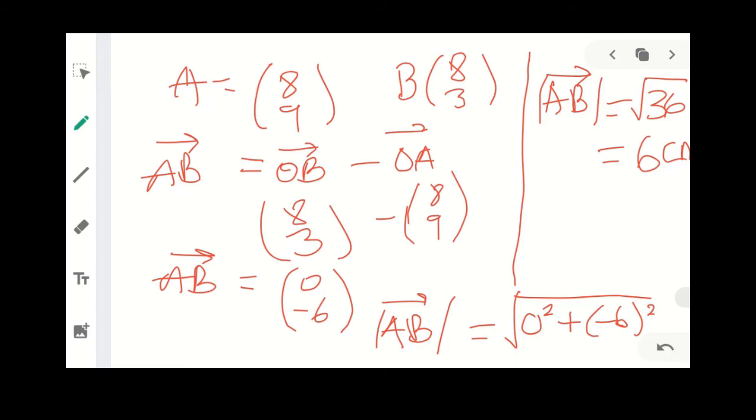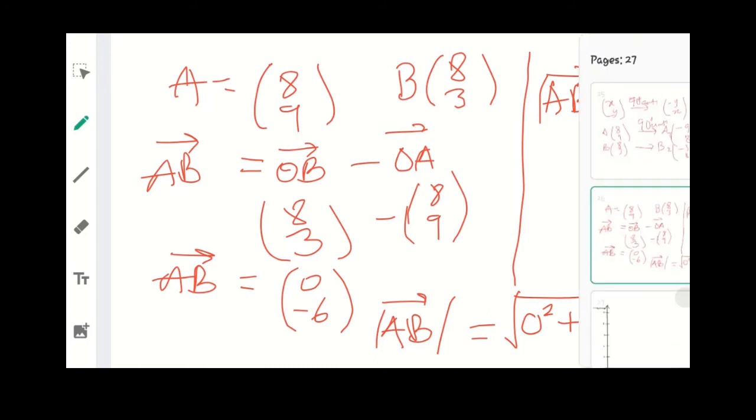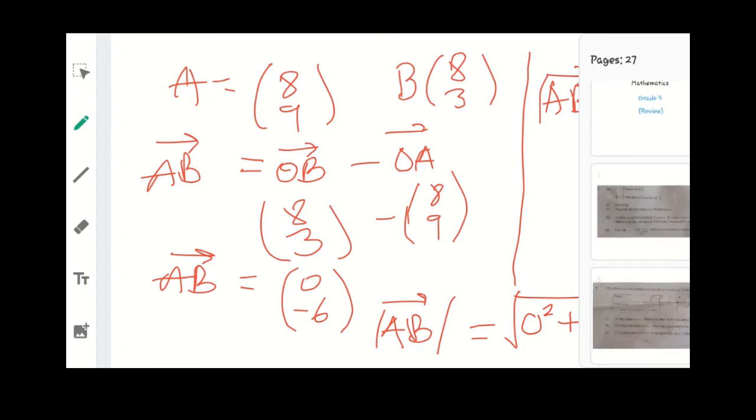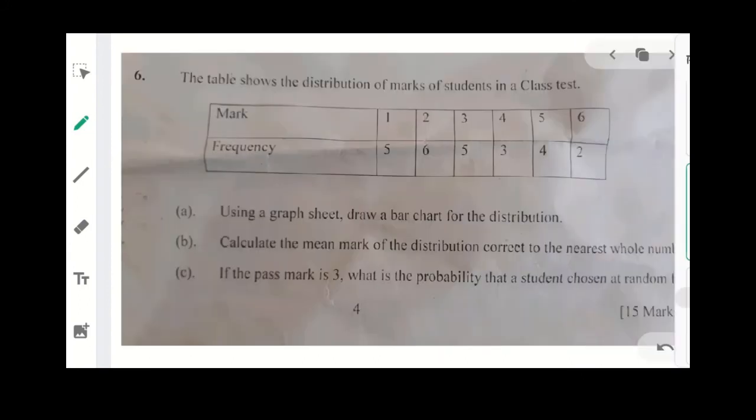Okay, let's go to our last question, question 6. The table shows a distribution of marks of students in a class test. Marks, frequency, we see that from the table. Using a graph sheet, draw a bar chart for the distribution. Calculate the mean mark for the distribution correct to the nearest whole number. If the pass mark is 3, what is the probability that a student chosen at random failed?